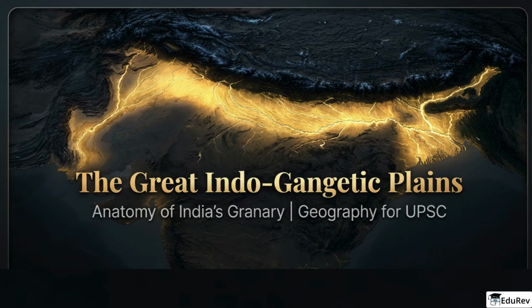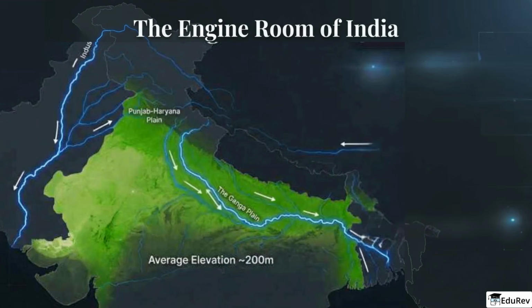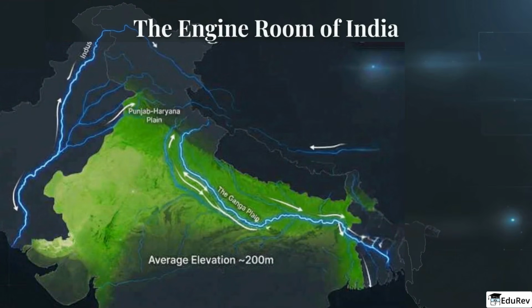The Great Indo-Gangetic Plains. Anatomy of India's Granary. Geography for UPSC. In this video, we move from formation to farming. The goal is a clear framework you can revise quickly without getting lost in scattered facts. Now, as the theme is set, locate the system first.